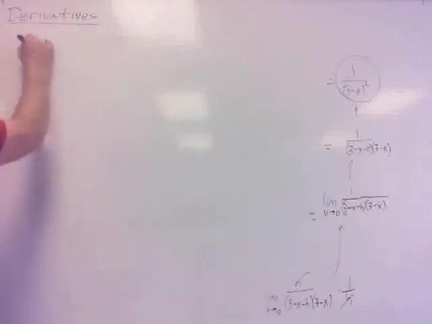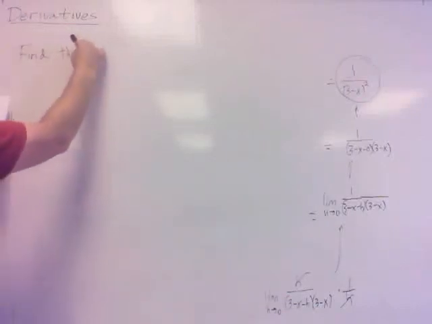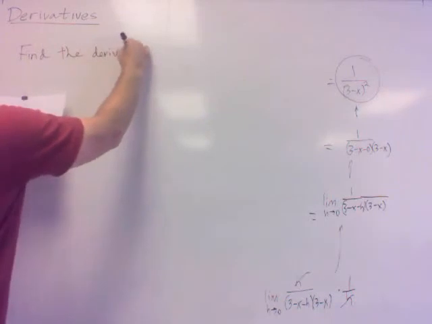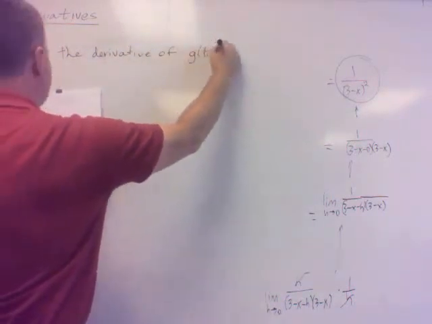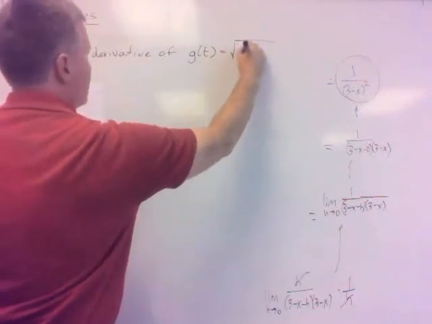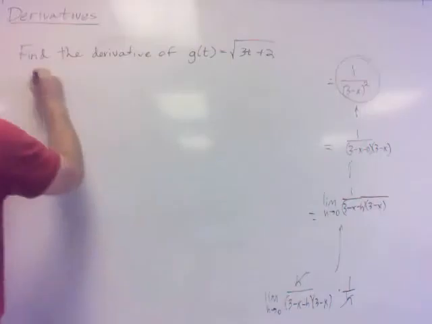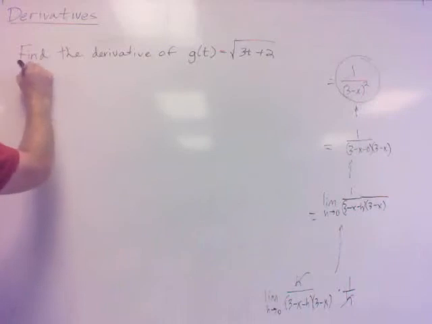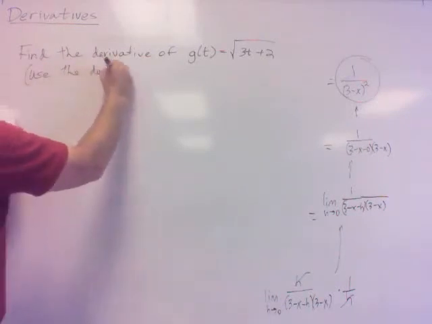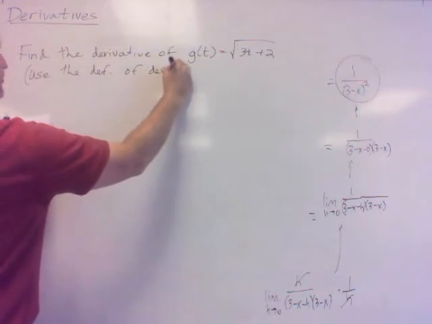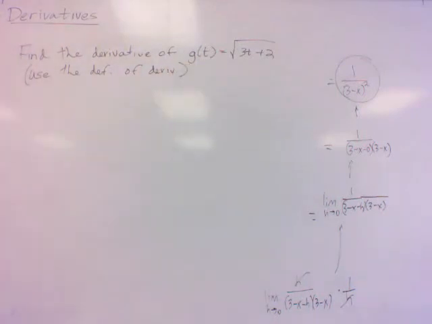Okay, so what if I asked you to find the derivative of g of t equals the square root of 3t plus 2, and it may not say, but you will have to use the definition of derivative, the limit definition of derivative, so to speak. What are we looking for here? Well, the derivative is g prime.